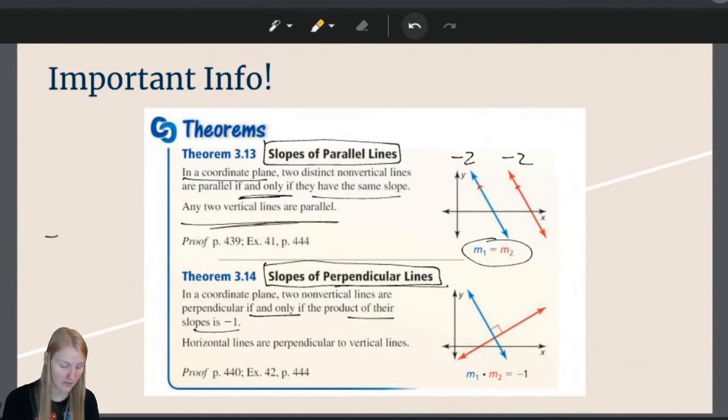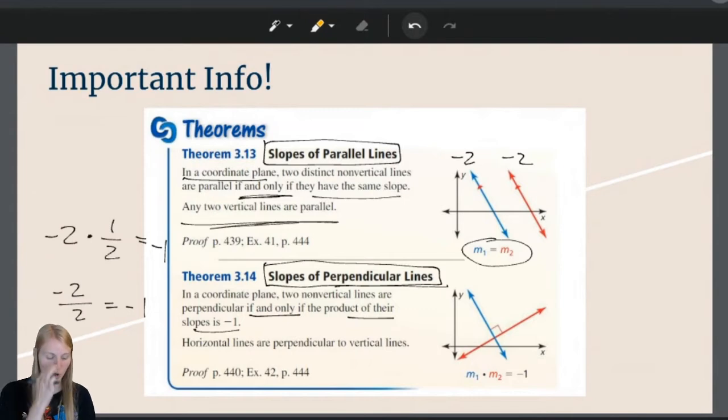So if I have -2 times 1/2, that is -1, right? That's -2 over 2, which is -1. So we call this the negative reciprocal of the other slope.